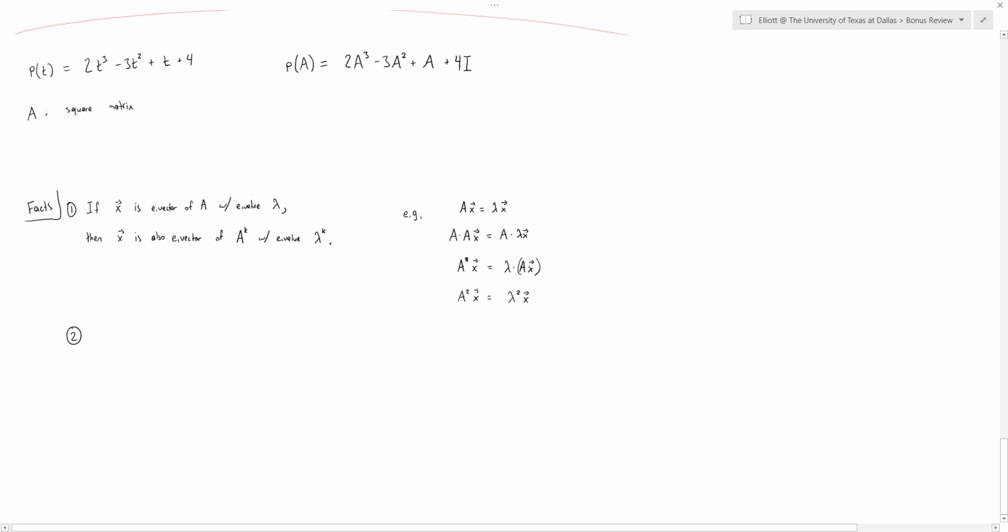And then another fact I want to mention is, let's say X is an eigenvector of A with a corresponding eigenvalue lambda, then X will also be an eigenvector of A plus any multiple of the identity matrix, and it'll have a corresponding eigenvalue of lambda plus k. Okay.